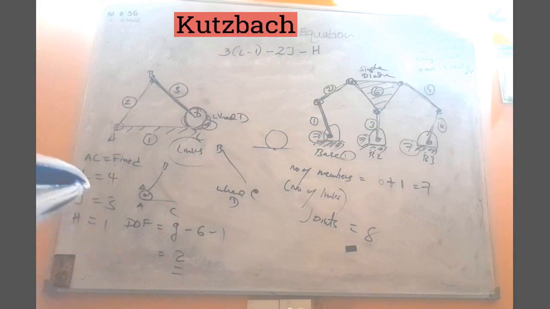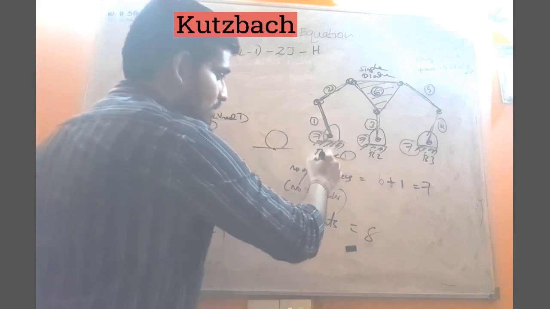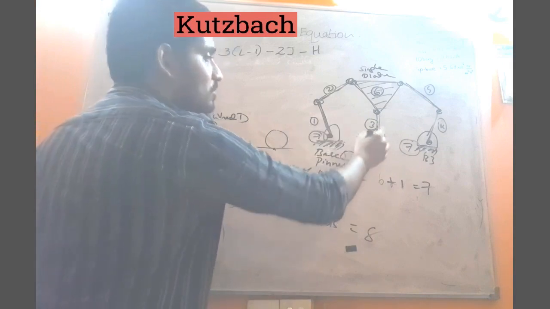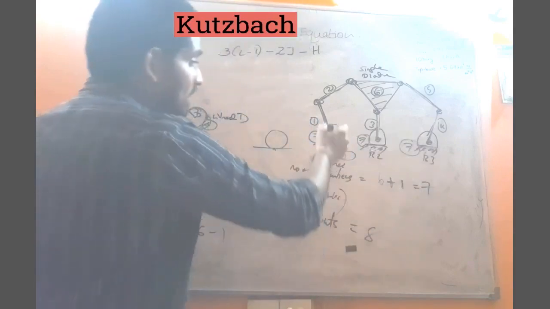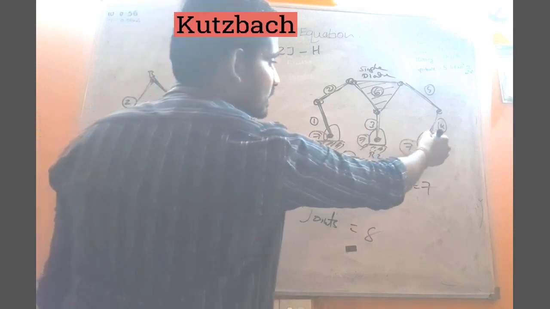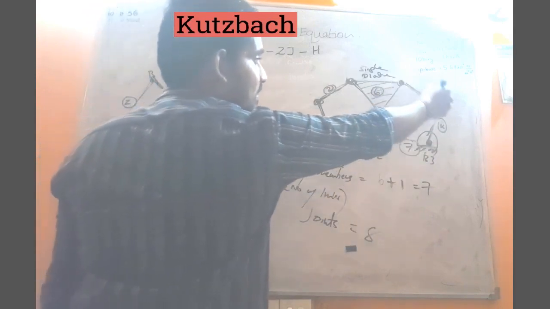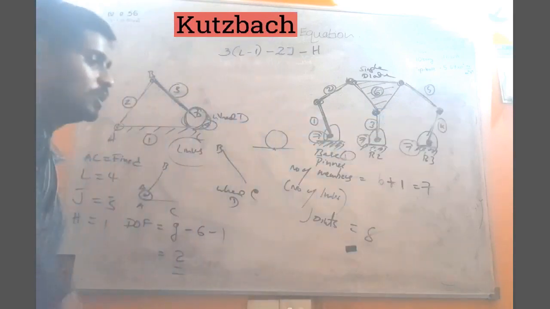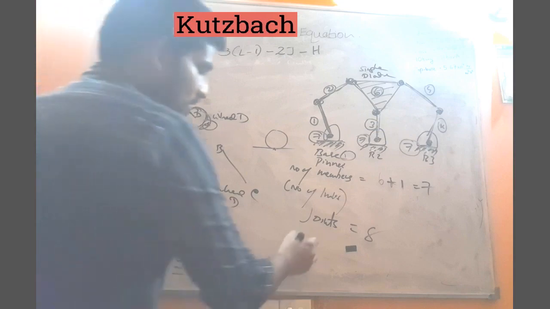We have 8 joints. Again, here we have a pinned joint, P-I-N-N-E-D. Here also we have a pinned joint, and here also we have a pinned joint. So anyhow, here we have a joint. Joint 1, 2, 3, 4, 5, 6, 7, 8. So how many joints? 8. Any higher pairs do we have?